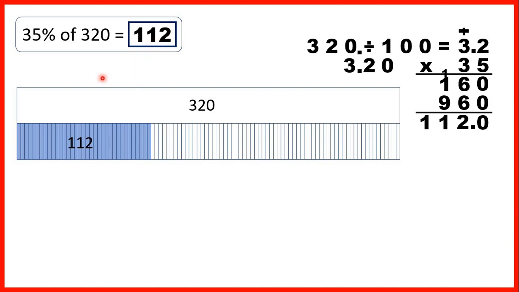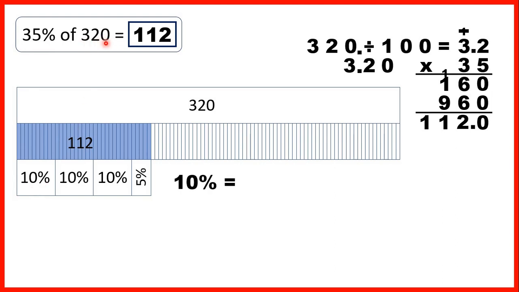But there is another method to finding 35% or finding any percentages. Instead of thinking of 35 1%s, we can think of 35% as being 3 10%s and 1 5%, because 10 plus 10 plus 10 plus 5 is 35. Now we know that to find 10%, we can divide by 10, and 320 divided by 10 is 32. So instead of the 10%, we can write 32 on our bar model.